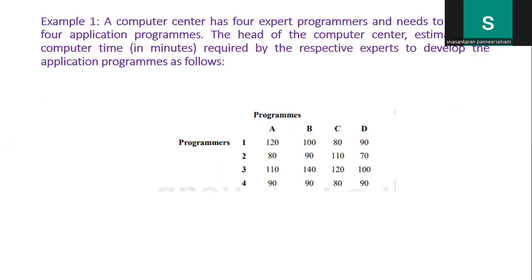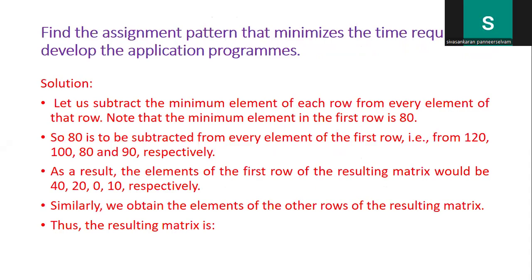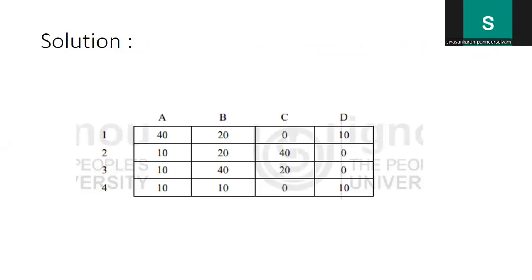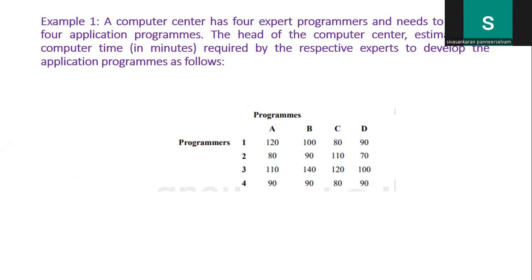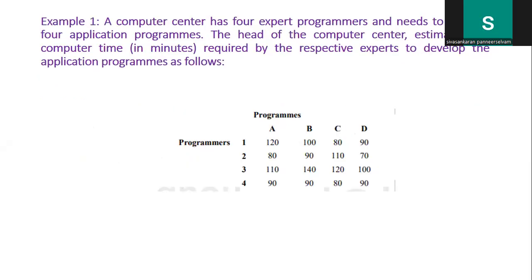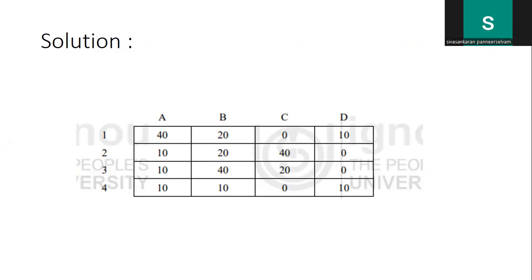Likewise, second row, which is the minimum value, 70. So take that value outside the table and subtract the same value with the remaining numbers in the second row. 80 minus 70, 10. Then 90 minus 70, 20. 110 minus 70, 40. 70 minus 70 is 0. So this is how the residual value for row number 2.